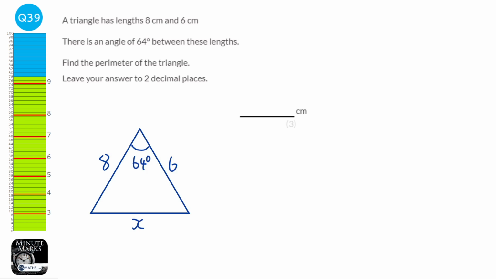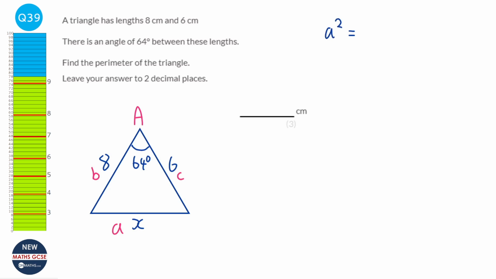Now we're going to be using the cosine formula. So cosine formula involves angle A. So we're going to label the angle A. And the one opposite, the one we label as A, is going to be little a. And then little b and little c, it doesn't matter which way around you do them. So we're going to write down the cosine formula.